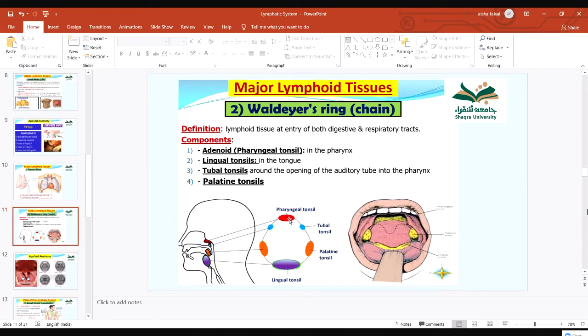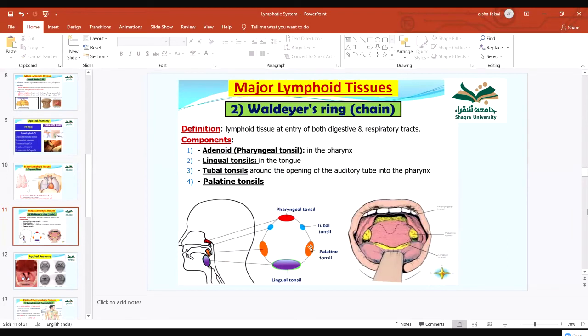In the nasopharynx, you have the pharyngeal tonsil, also known as the adenoids. You have two tubal tonsils. You have two palatine tonsils in the oropharynx. Then you have one located along the undersurface of the tongue, that is your lingual tonsil. So you have one pharyngeal, one lingual, two tubal, and two palatine tonsils, located at the entry point of the oral and respiratory tract to take on any pathogen entering through these gates. So this is your Waldeyer's ring.